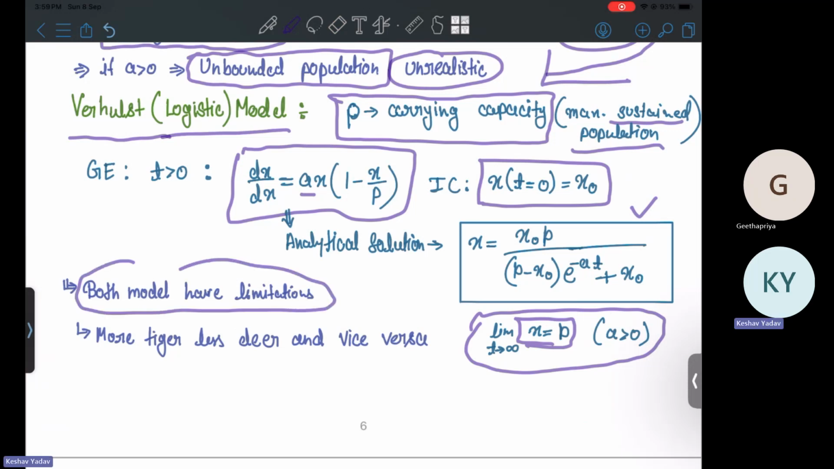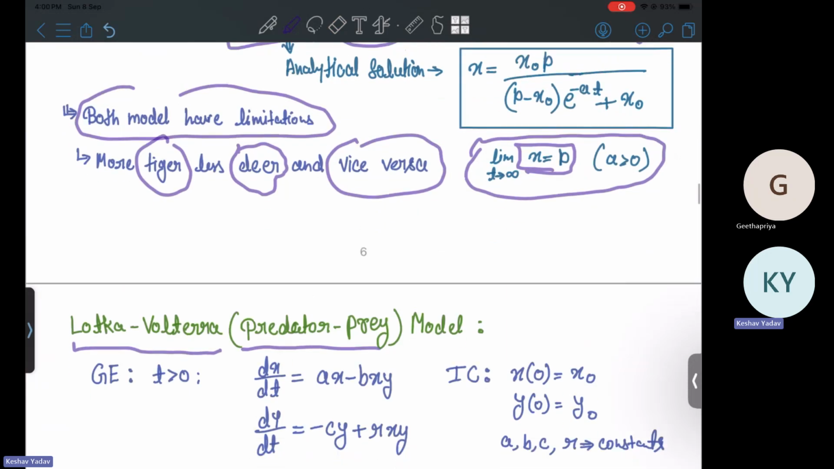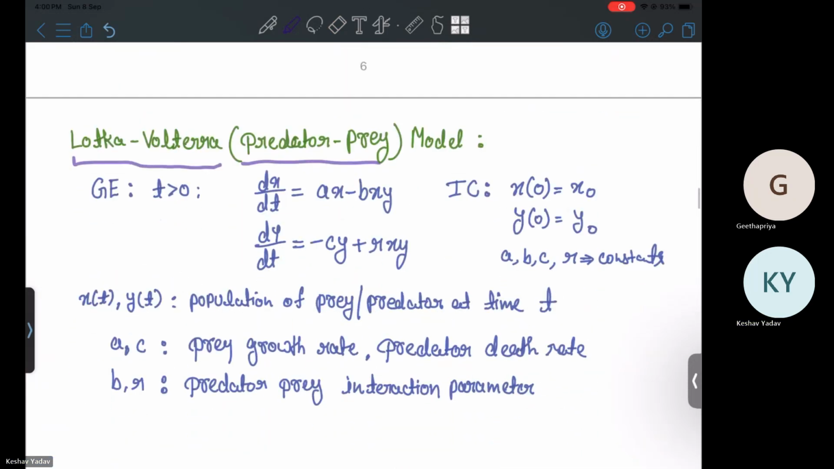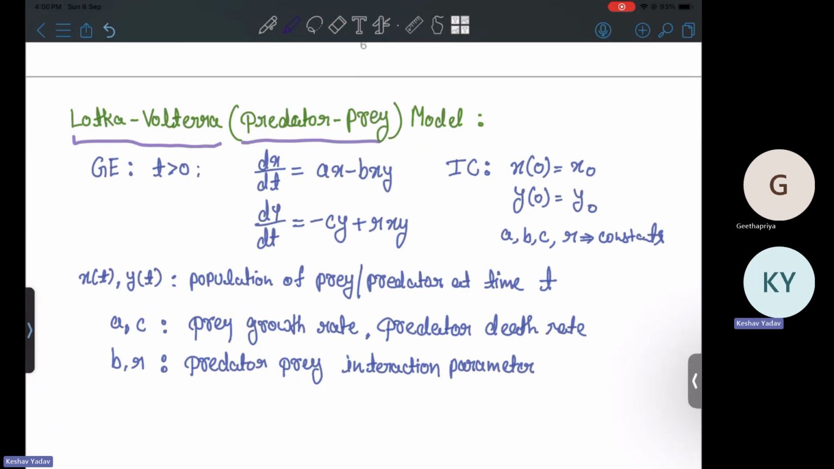Both these methods have limitations. What limitation? They do not consider other factors. Suppose we are considering the population of deer, that will depend on the population of the tiger also, and vice versa. If we are considering the population of the tiger, that will depend on the population of deer. It means if there are more tigers, there will be fewer deer, and similarly, if there are fewer deer, there will be fewer tigers. This predator-prey method is known as the Volterra model. This is the group of differential equations for that.